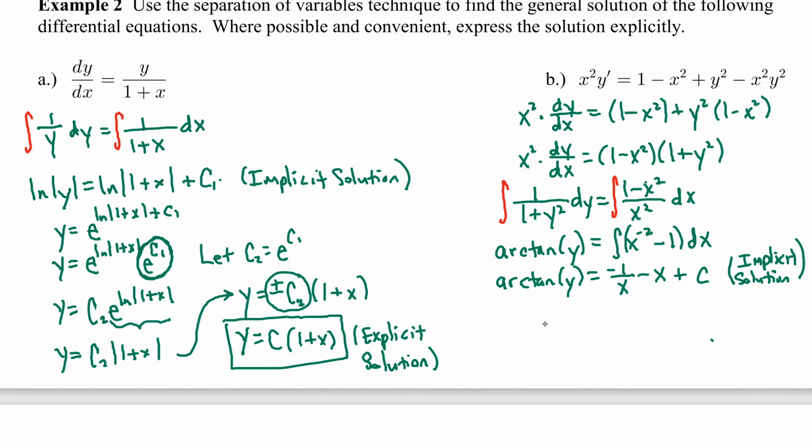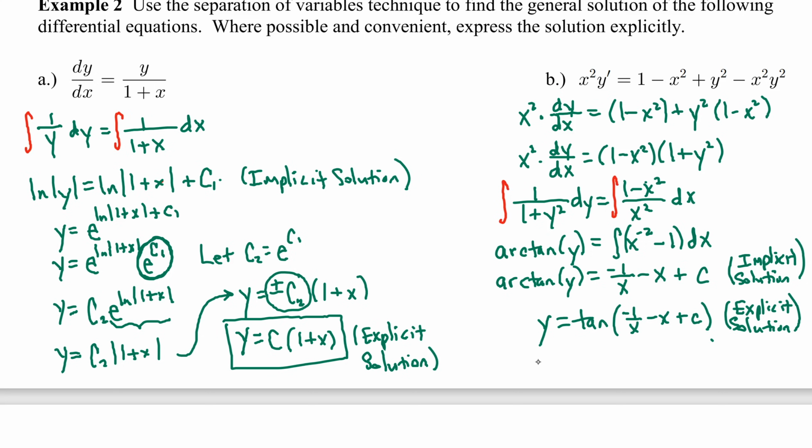If we take the tangent of both sides, tangent of arctangent, those are inverse functions, so they cancel. And we end up with y equals tangent of negative 1 over x minus x plus c. This is an explicit solution. Explicit simply means y is isolated, the dependent variable is isolated, and it's equal to a function of x alone. It's still a general solution. To go to a particular solution, we would need an initial condition.